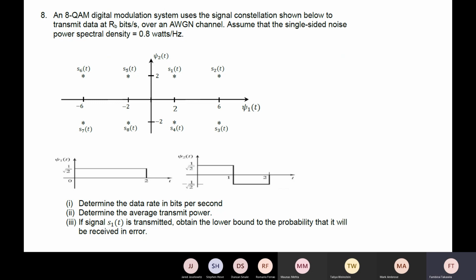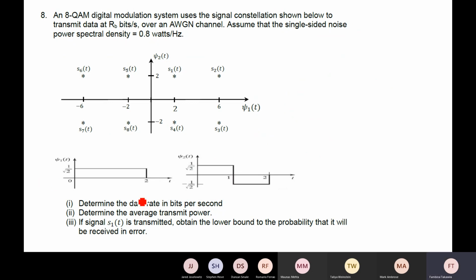Now, this next question says you have 8 quadrature amplitude modulation, which uses the constellation below to transmit data at some rate of Rb bits per second over an AWGN channel, which has a single-sided noise power spectral density of 0.8.